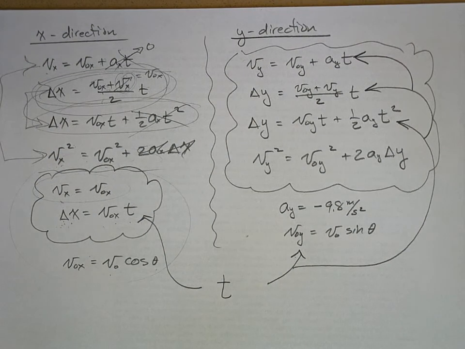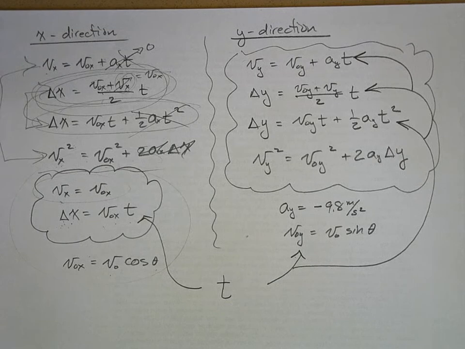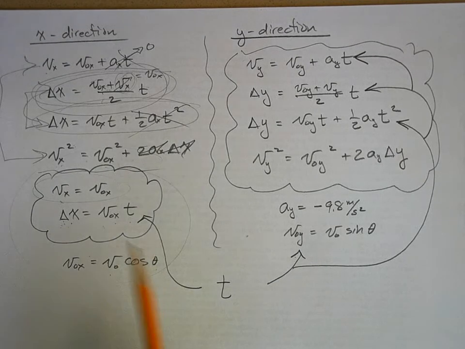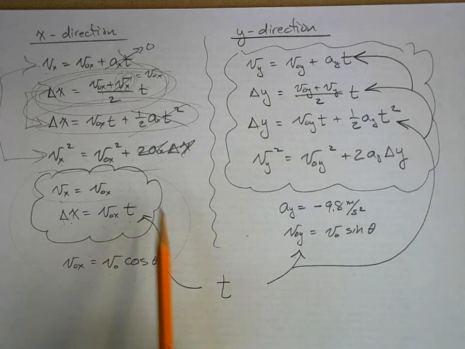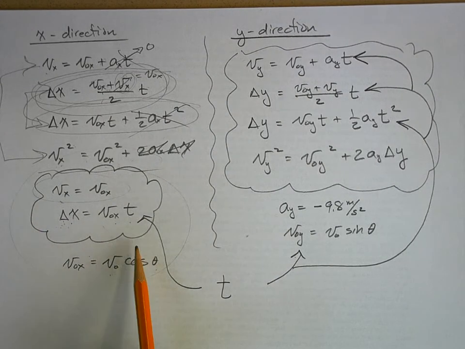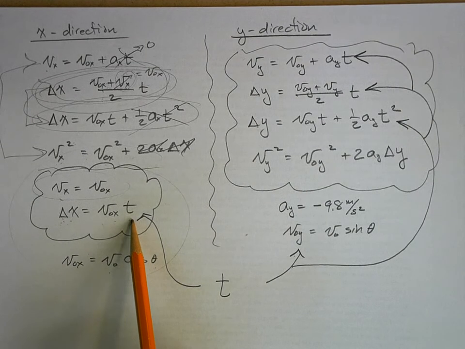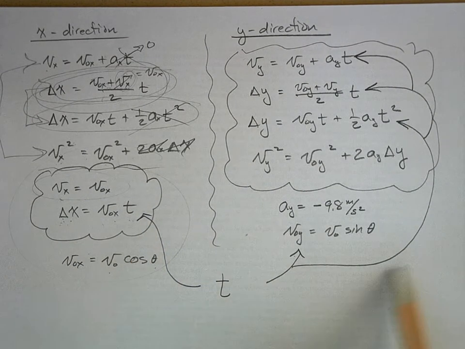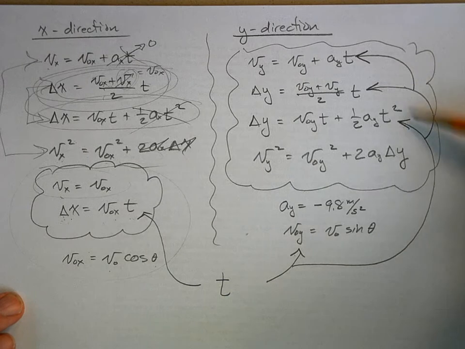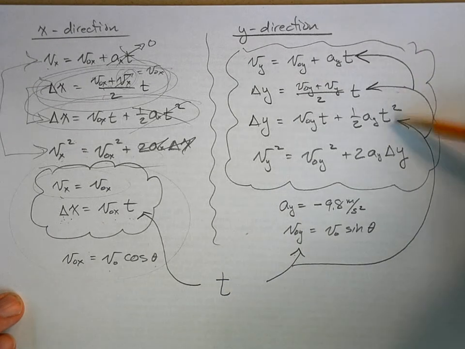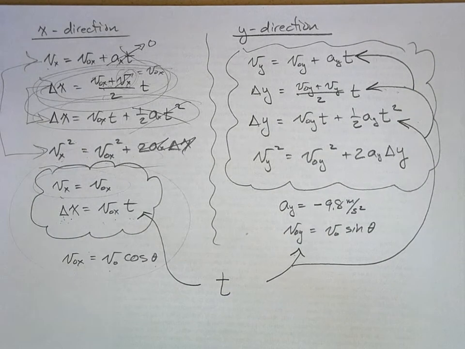So what this means is that if you're looking at a projectile moving in 2 dimensions, you can isolate its motion in the x direction and use this equation right here and solve for time. And then you can use that time to solve your motion in the y direction. Time is the link.